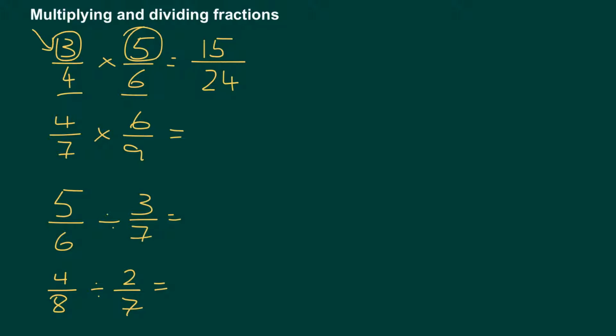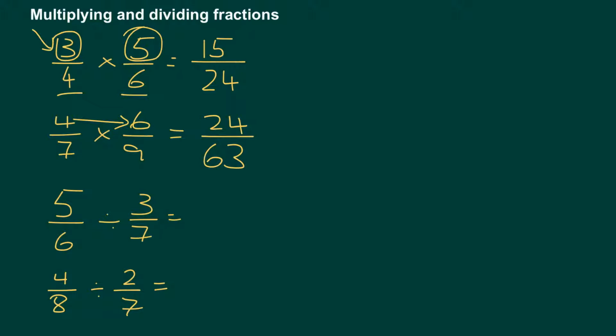Okay, so let's move on to the second example for multiplication. 4 over 7 times 6 over 9. So again, let's multiply our numerators. So 4 times 6 gives us 24. Similarly, 7 times 9 for our denominators gives us 63. So 4 over 7 times by 6 over 9 gives us 24 over 63.